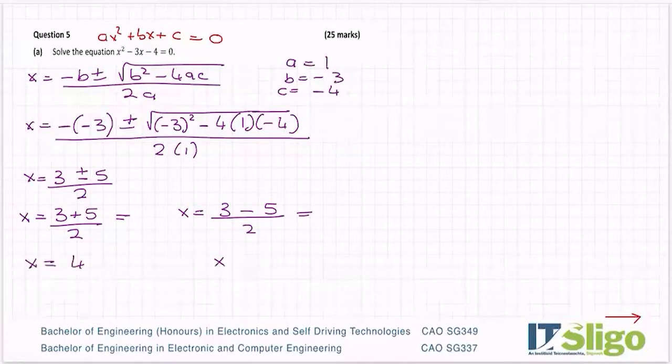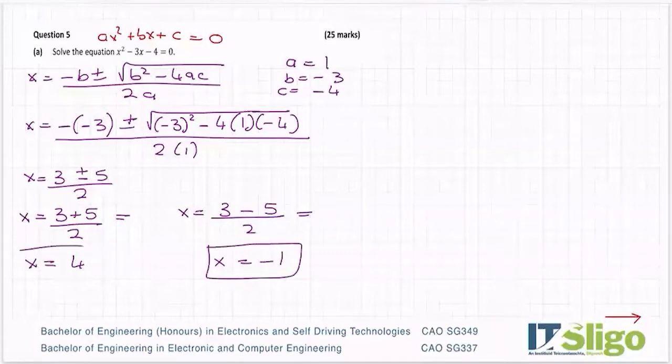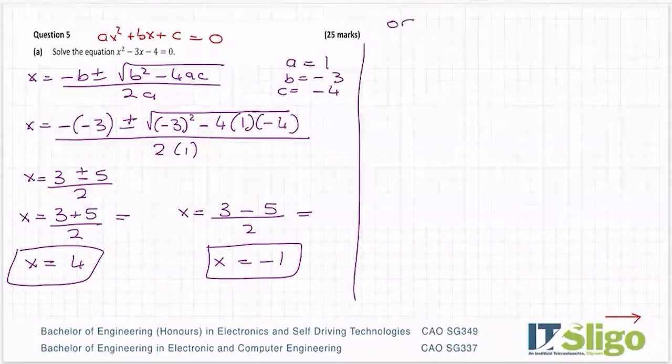And 3 minus 5 is minus 2, over 2 is -1. So they are your two solutions for that quadratic. Okay? Now, there is another way of doing it, and it's using factorizing.